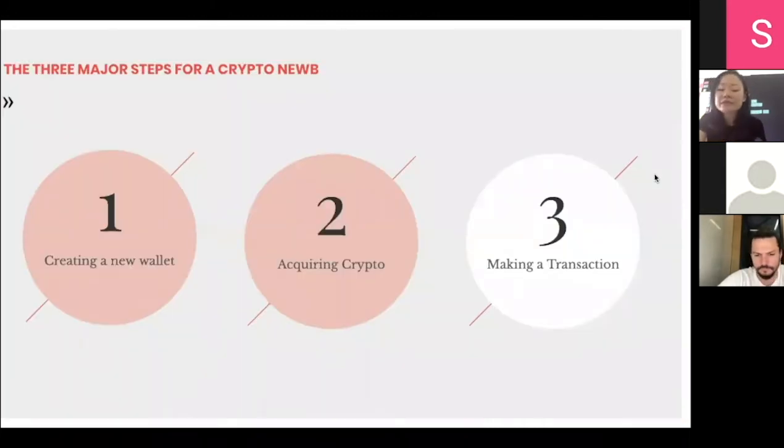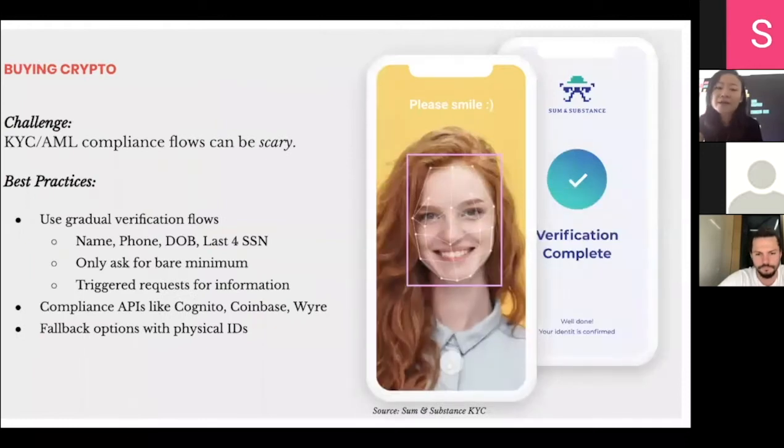So, step 2, acquiring crypto. We'll jump past it pretty quickly. For us in this space, we're more familiar with this today, but KYC and AML compliance flows can be super scary to a lot of people. A rule of thumb is definitely to use gradual verification flows. What this means is only ask for the bare minimum as the user progresses through using your dapps or app. If it's a small amount and you don't need their full SSN or all their information, don't ask for it. Space it out and tier it out so you're not overloading them at once with an insane amount of requests for personal information.